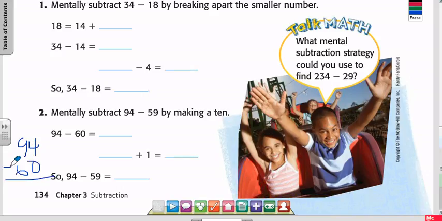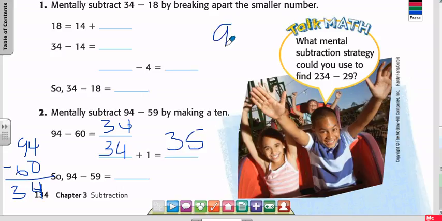4 minus 0 is 4. And 9 minus 6 is 3. So 94 minus 60 is 34, and then they added 34 plus 1 more, because we actually took more than we needed. 34 plus 1 is what? 35.